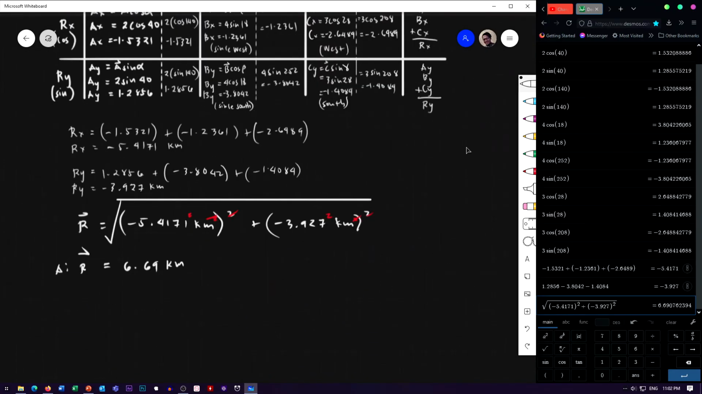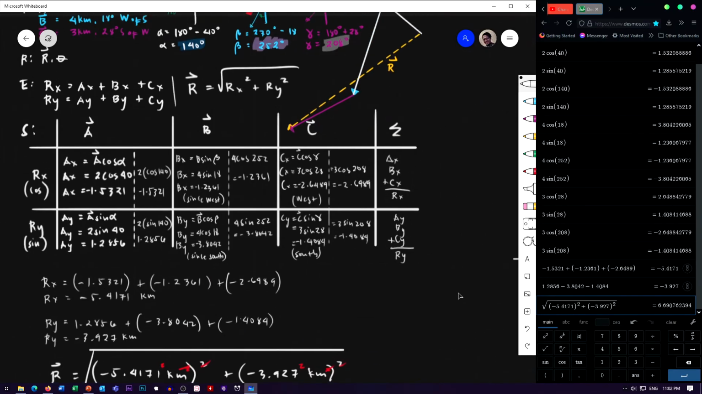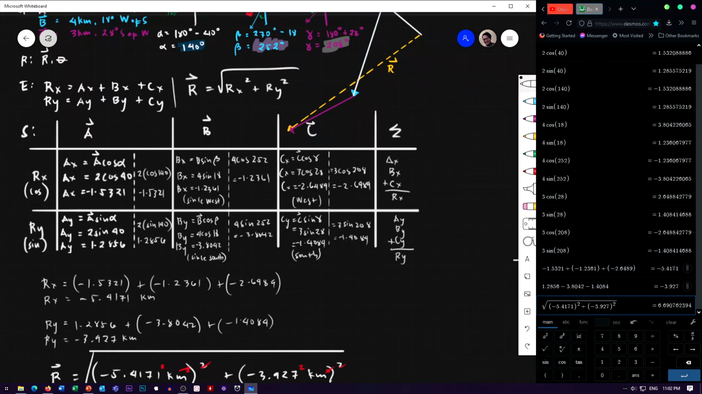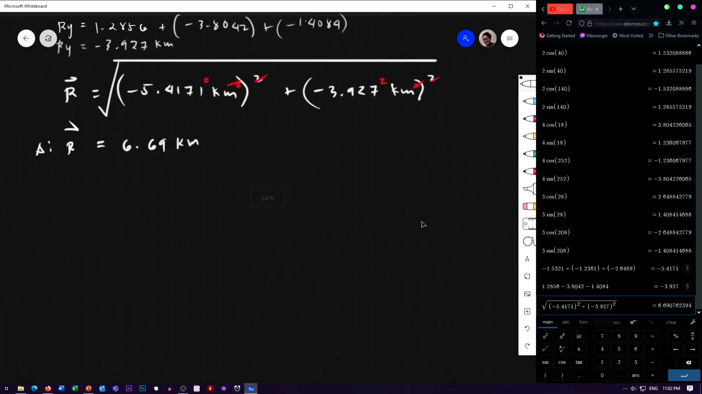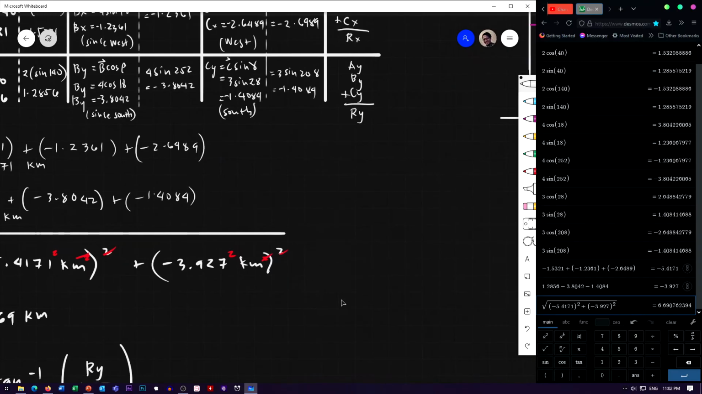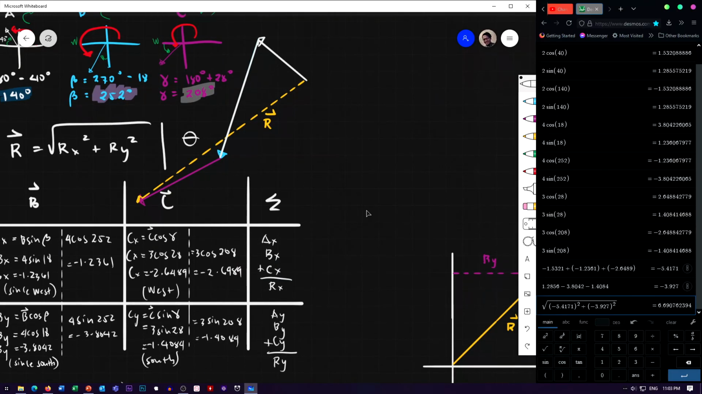Now let's proceed on finding, finally, the theta. For theta, this is basically tangent inverse of r sub y over r sub x. If we take our triangle there, let's try to copy it. I will be able to copy it.